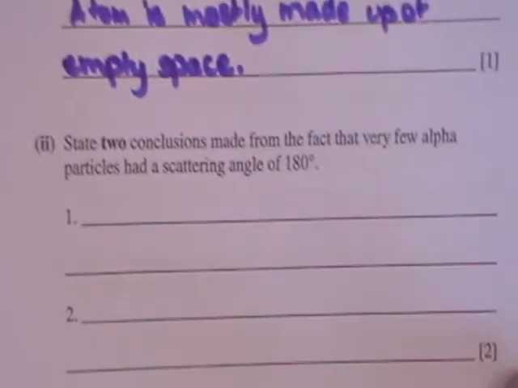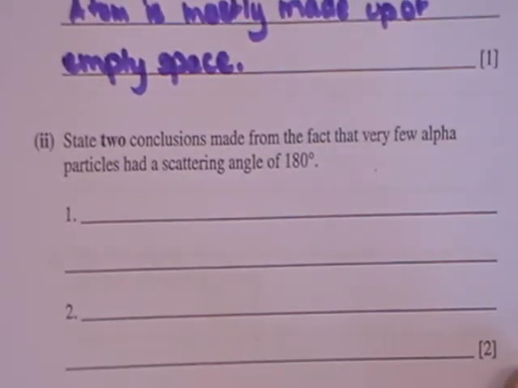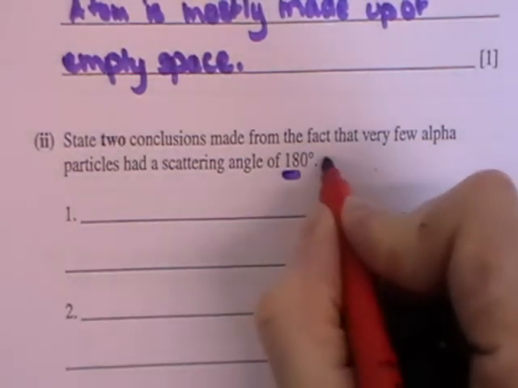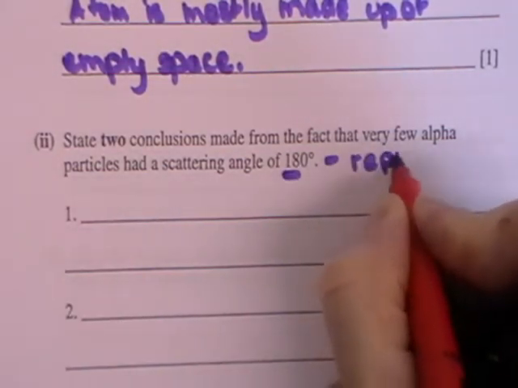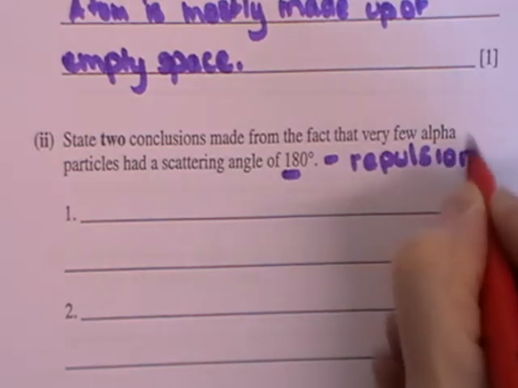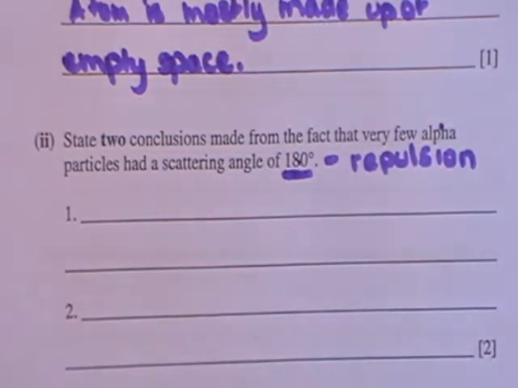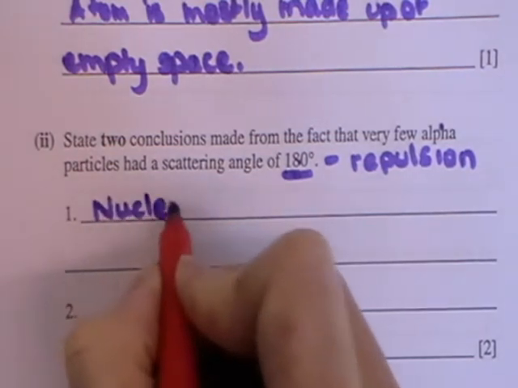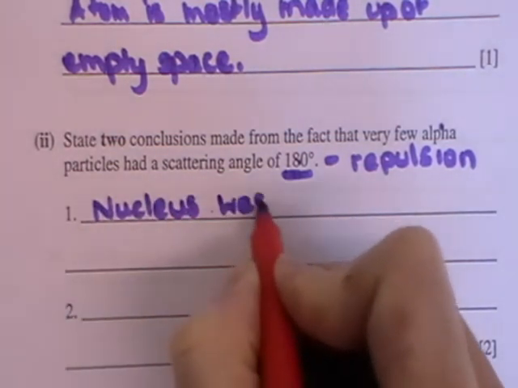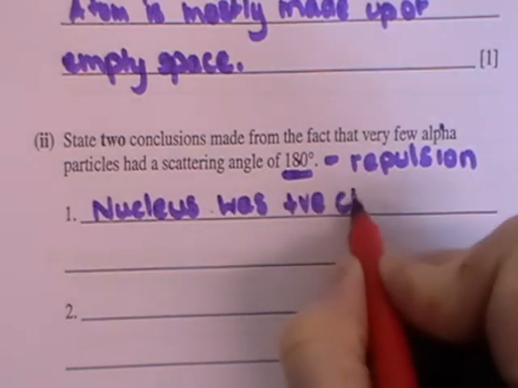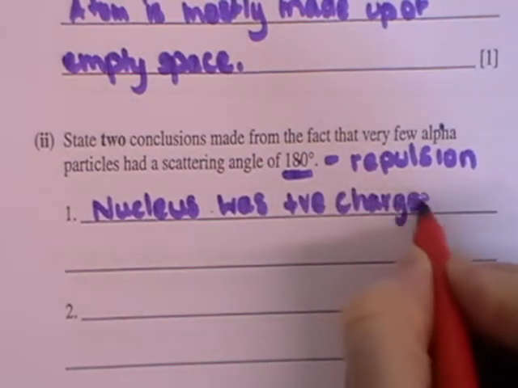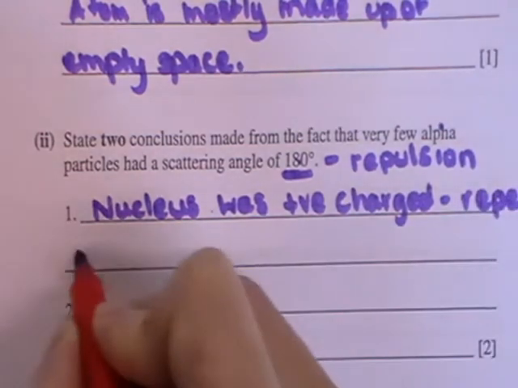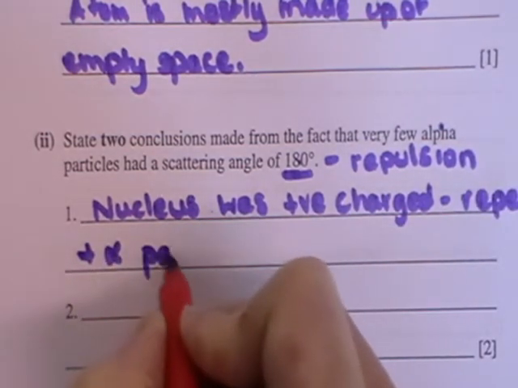And then state two conclusions made from the fact that very few alpha particles had a scattering angle of 180 degrees. Now, 180 degrees indicates repulsion. And so, therefore, the first thing that you can say there about the 180 degrees is that the nucleus was positively charged. And the reason you know that is because it repelled positive alpha particles.